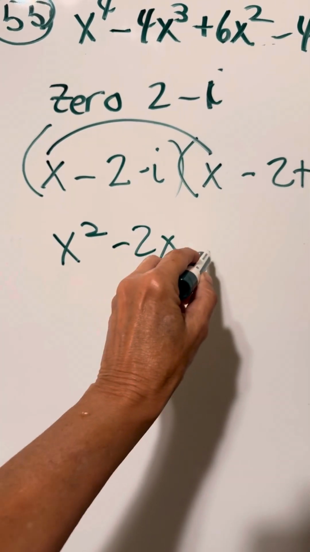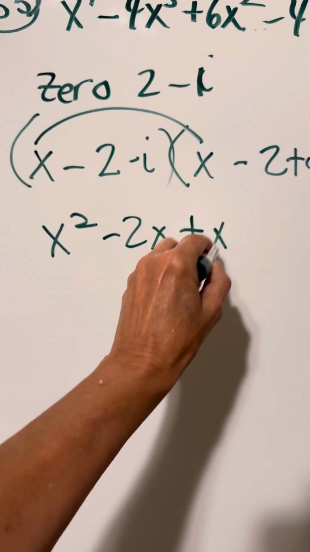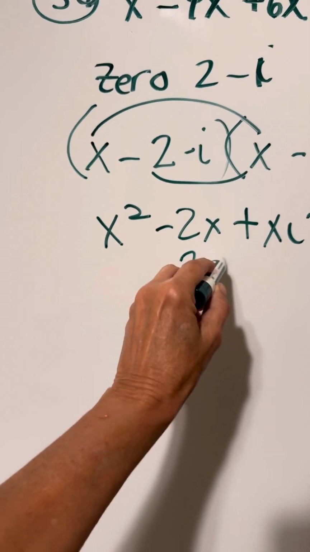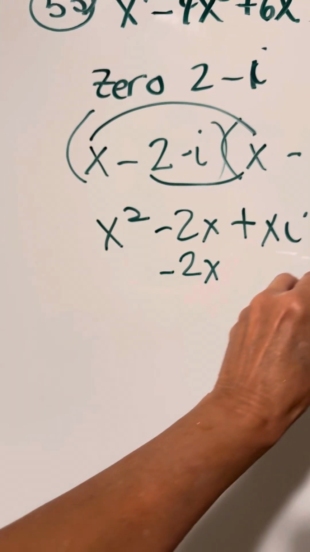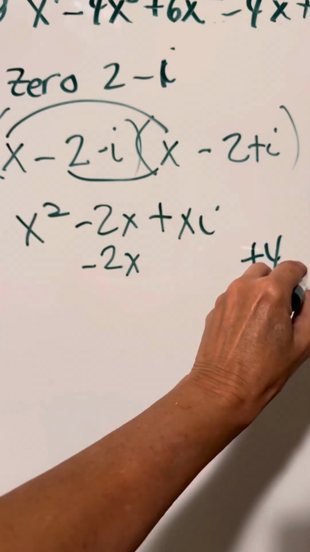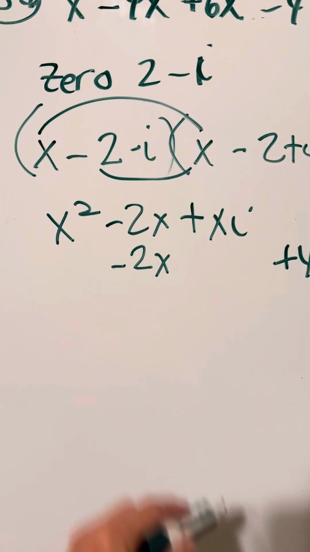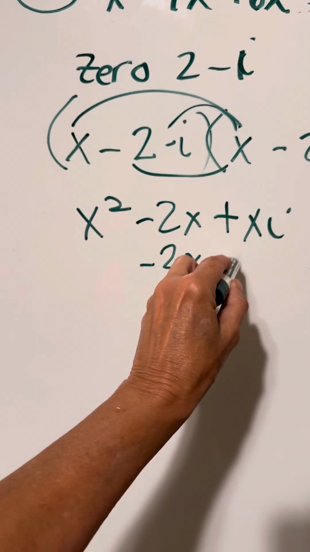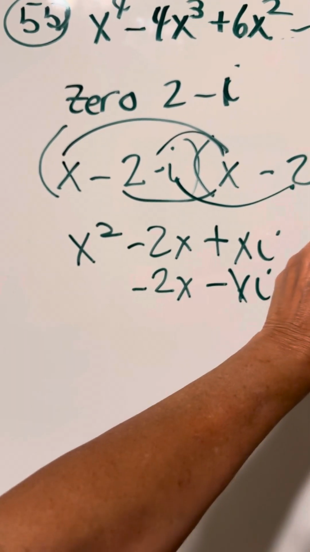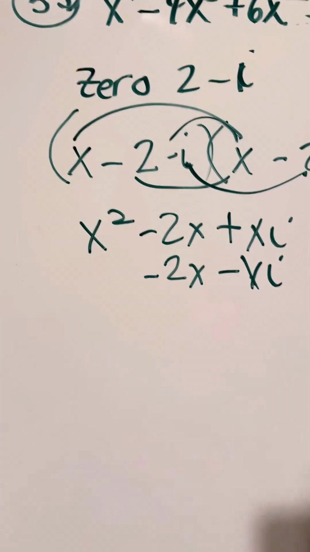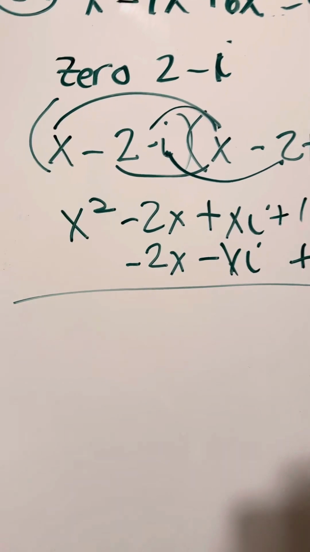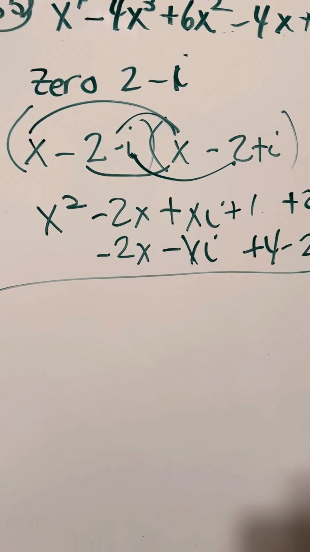Negative 2x plus xi. That's negative 2x. That's plus 4. And negative 2 times i minus 2i. And then negative i. That's negative xi. That's plus 2i. Negative i times negative i is positive 1. So we're going to add 1. All your i's cancel because they're conjugates.